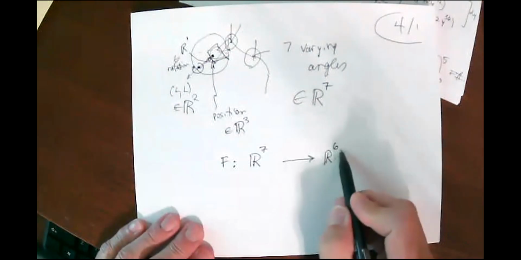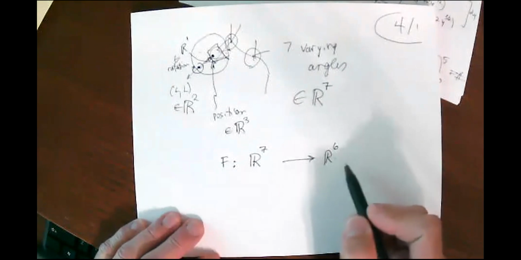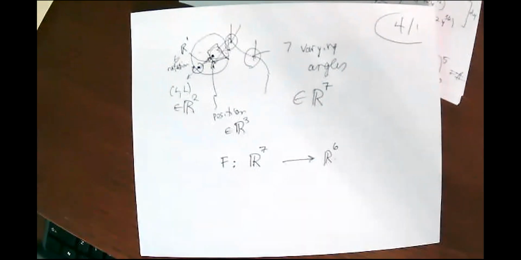So we refer to this six-dimensional space here as, what do they call it? It's the state space for the camera. It tells you where the camera is and how it's pointed. And it's a familiar thing to people who do kinematics.